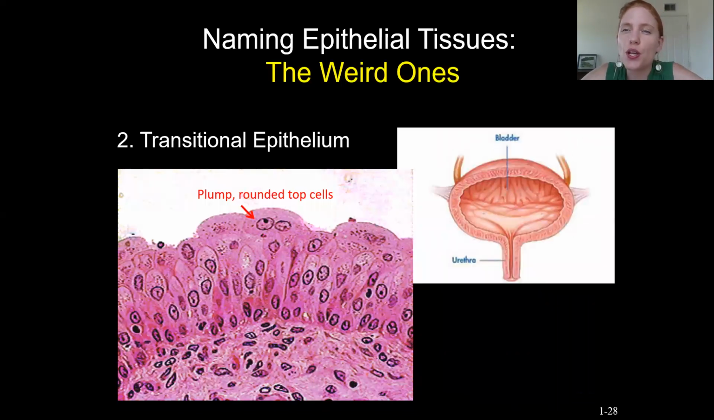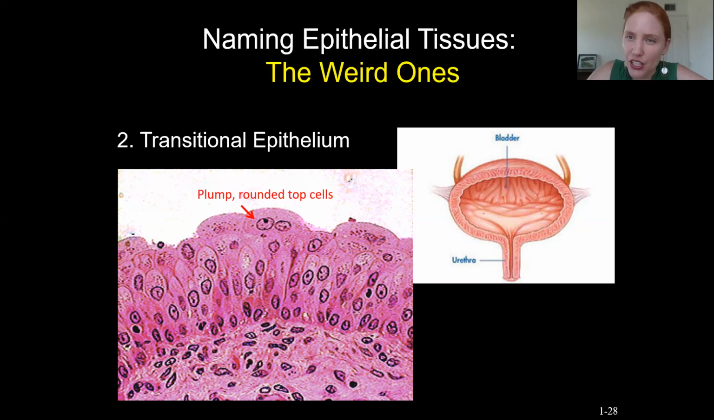The second weird one is transitional epithelium. What does the word transition mean? Transition means to change. Okay, so transitional epithelium changes. So you can't call it using the normal naming scheme because it changes. That's what transition means.